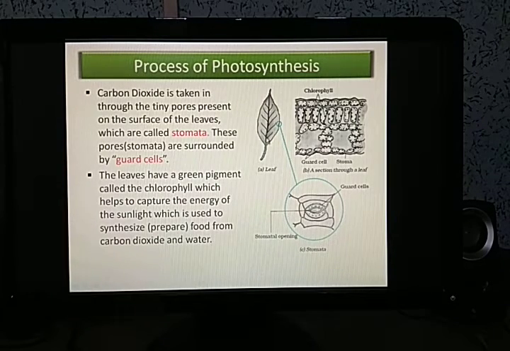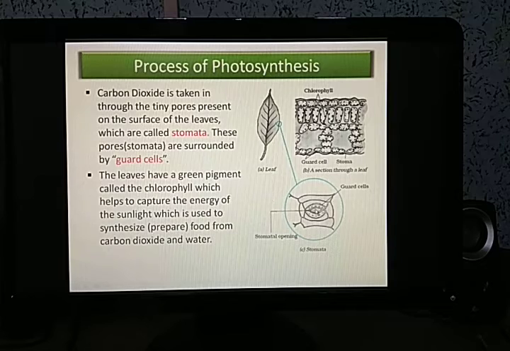In the leaf, there are many tiny pores, which are not visible to the naked eye, of course, on the surface of the leaves. And these tiny pores are called stomata. And they are guarded by the guard cells. You can see the diagram of the guard cells, although this diagram is not clear in this video, but you can see it in your textbook. Why are they called guard cells? Because you can see this is the pore actually, not the cell.